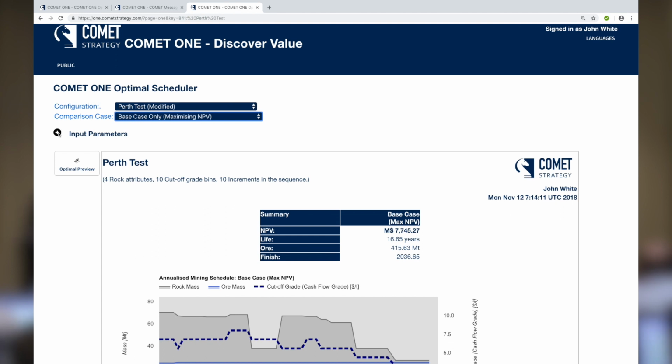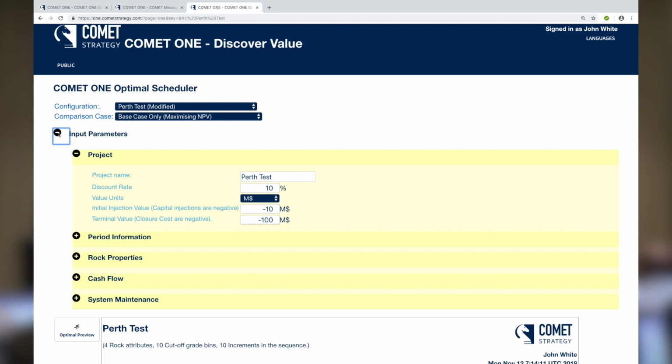But you can see, without going into input parameters, just looking at those different comparison cases, you can start to get a bit of an idea of what's happening for a project and how the schedule responds to value and costs and cut-off grade. And okay, if we click on the input parameters, you can see there are 4 main groups of inputs that we have. There's the project information, something that's constant for the whole project. So our discount rate is constant for the whole project. Our capital injection and terminal value are both there as well.